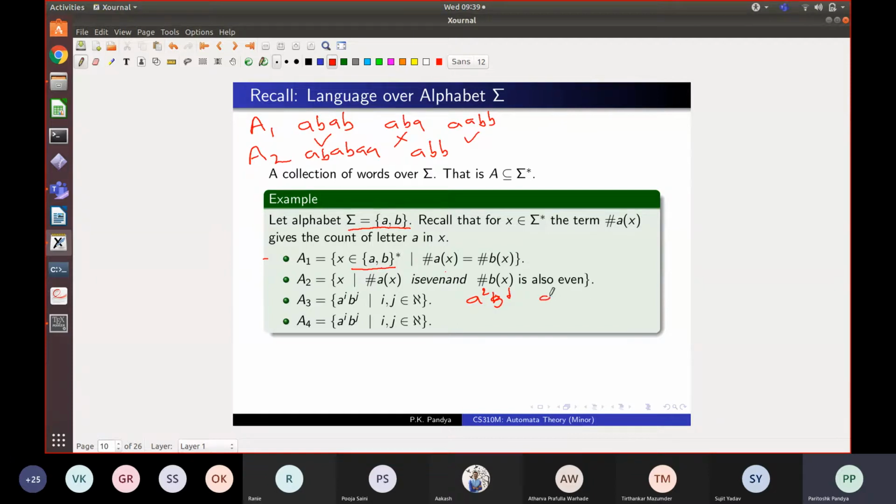So what are the typical words which will be there? AAB or ABBB, or even just BB, because you can have 0 occurrences of A, right? Or just AA. All these words will be in my language. So is the language A3 clear? I hope. If there's a doubt, ask. Otherwise, I'll assume you understood. It's not a very difficult concept.